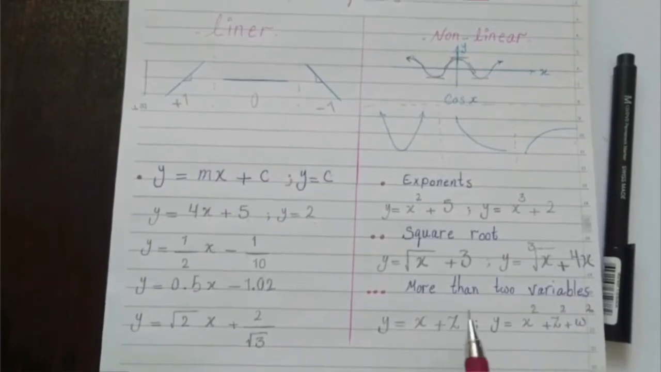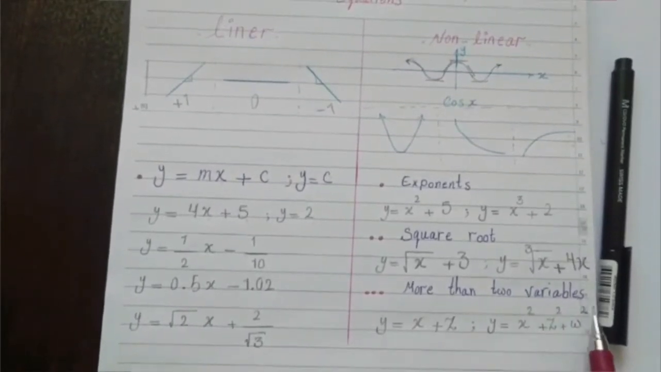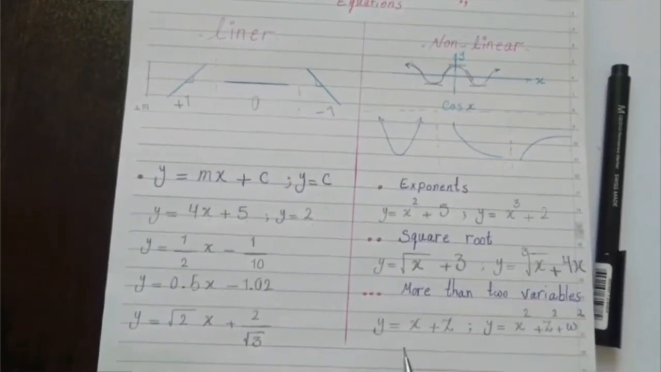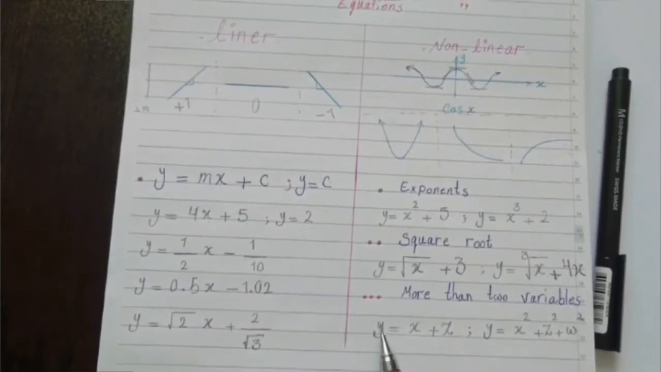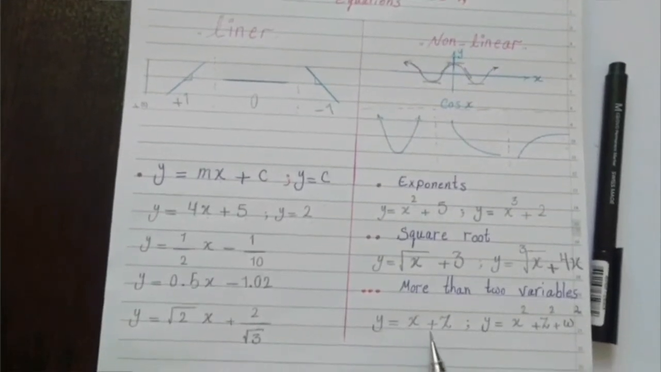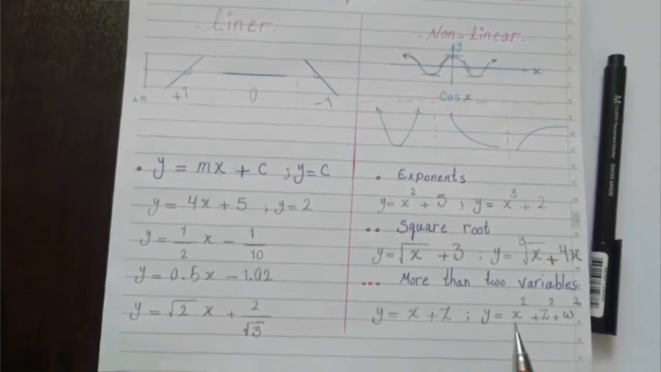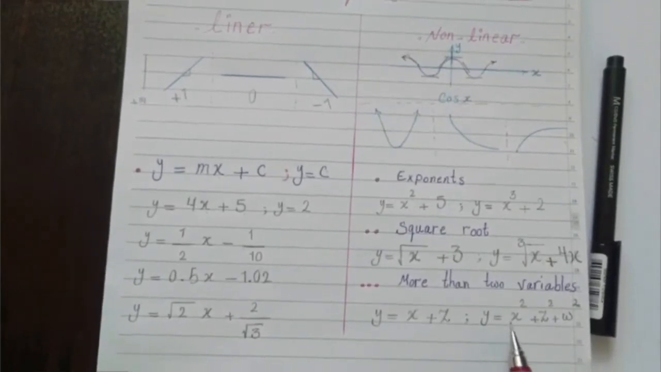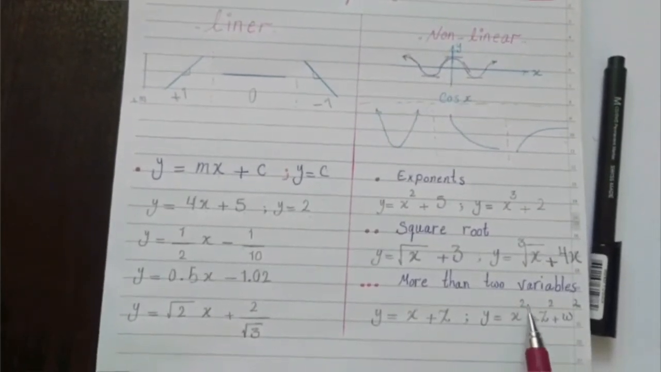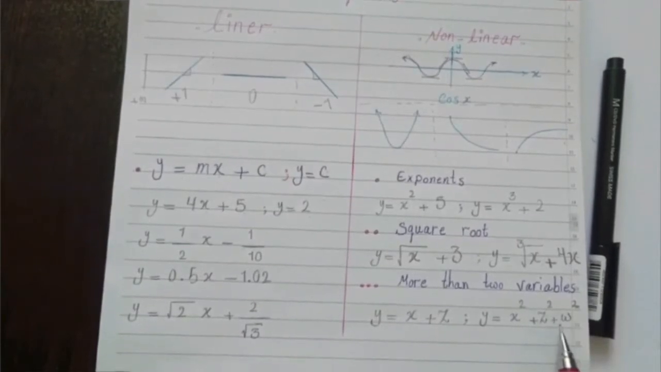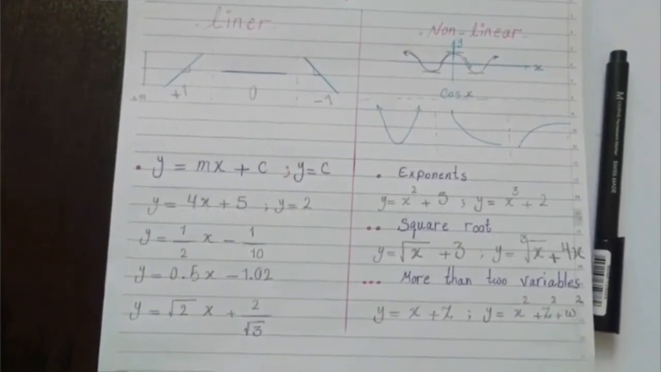Or if we have more than 2 variables, our equation will definitely be nonlinear. For instance, y is equal to x plus z, or y is equal to x squared plus z squared plus omega squared.